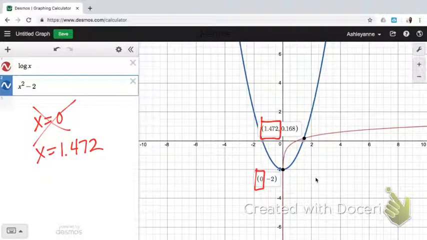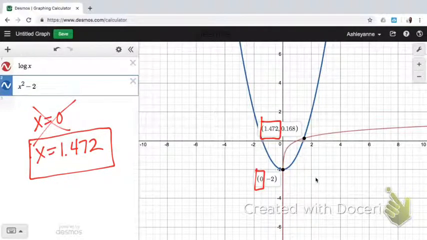Your float might be off, like the way that the decimal is. Okay, so that's just the calculator. So log of 0 does not exist. I need to write that down. So we are only going to use the 1.472. That's the answer? Yep.